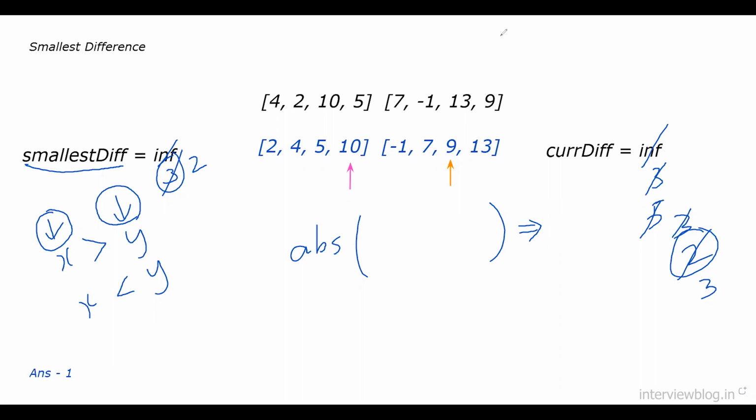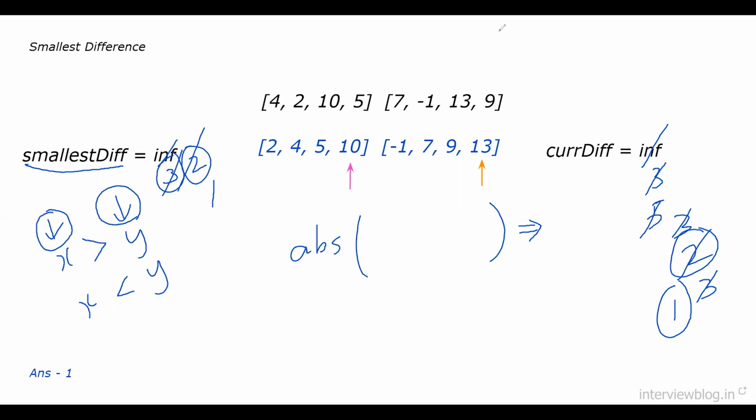So next we will be calculating our absolute difference between the elements 10 and 9, and the current difference tends to be 1. So now we will be comparing the elements 10 and 9. Since 10 is greater than 9, it means that we need to increment our yellow pointer from 9 to 13. Now we'll be comparing our current difference, which is 1, to the smallest difference, which is 2. Since 1 is less than 2, we will be updating our smallest difference from 2 to 1.